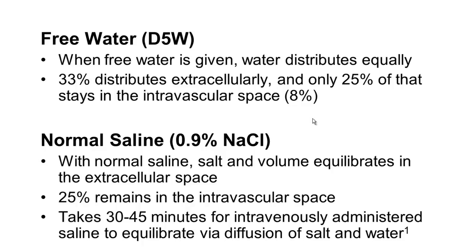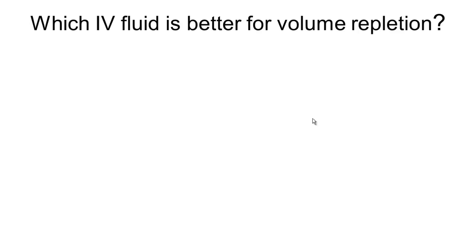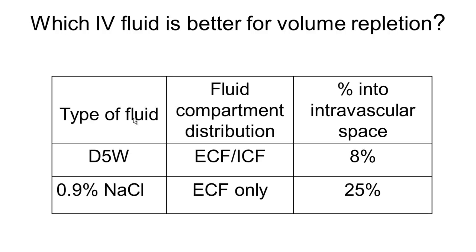So you could take the information on this slide and make a table, starting with the question that you're asking, which IV fluid is better for volume repletion? Then show the table comparing the two types of fluid, the fluid compartments in which they distribute, and the percent of the original fluid that actually ends up in the intravascular space, which is where you want it to be. After making your point, you can then show the audience which fluid is better.